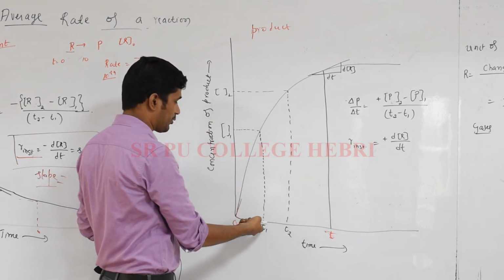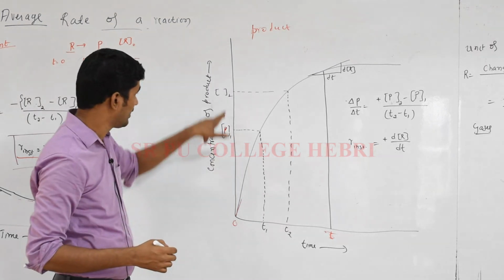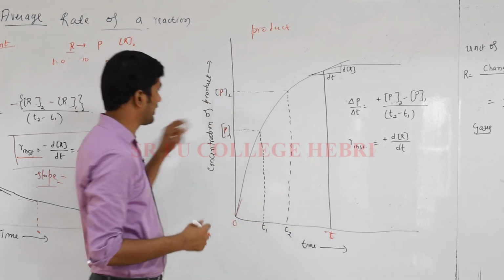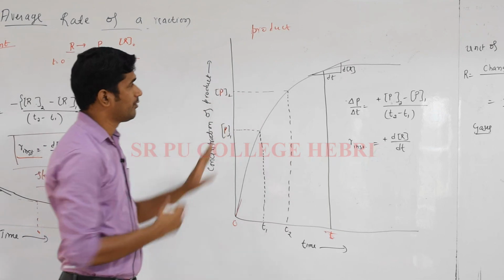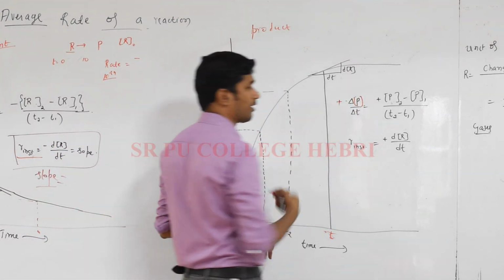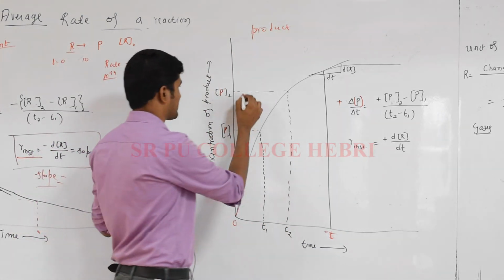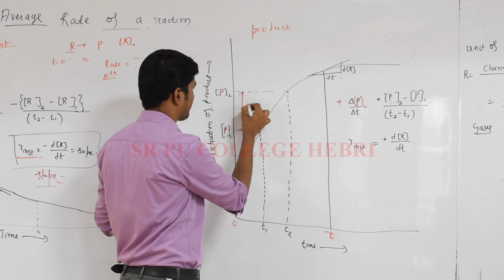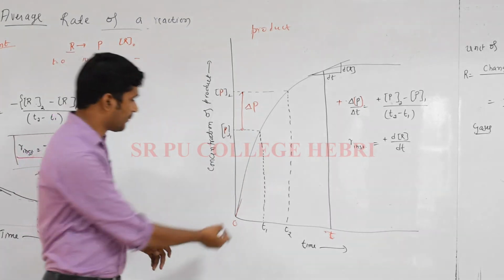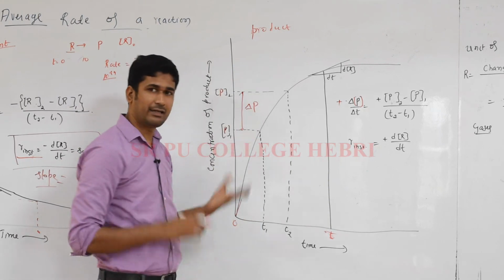Concentration corresponding to time t1, you take it as p1, not r1, because it is product. Next, concentration corresponding to time t2 is p2. Now, delta p by delta t, here you can take it as plus, because concentration of product increases with respect to time. Delta p is this one. You can calculate this. You have the points or scales in your graph. You know that 0.1, 0.2, 0.3, 0.4, 1, 2, 3, 4, 5, like that you are taking. So you can calculate the difference.